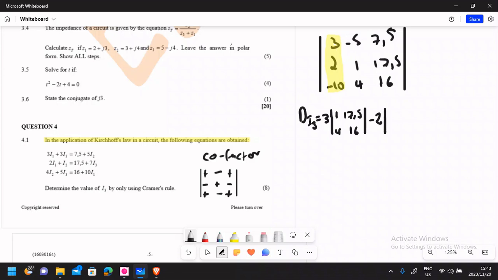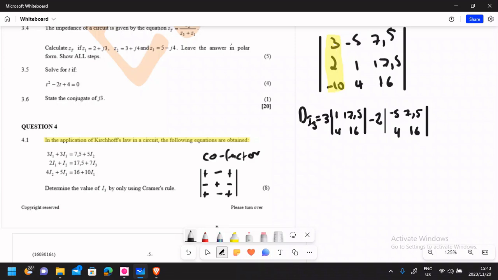So let's write what we are left with here. Remember, we are left with negative 5. There we go. And then 7.5. I hope you guys can see. And then 4, and then 16 here. Guys, I hope you're paying attention here, because this one can be challenging.